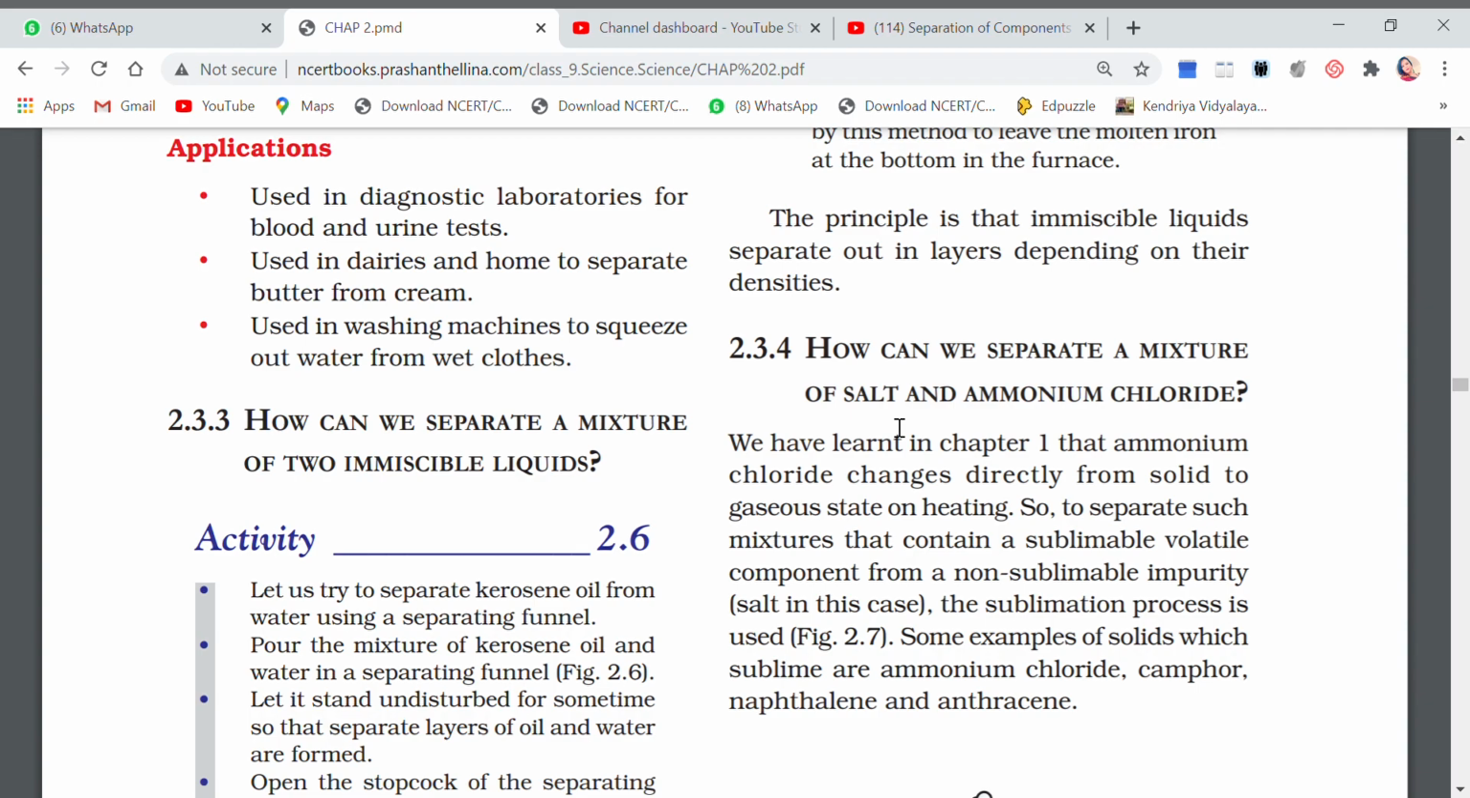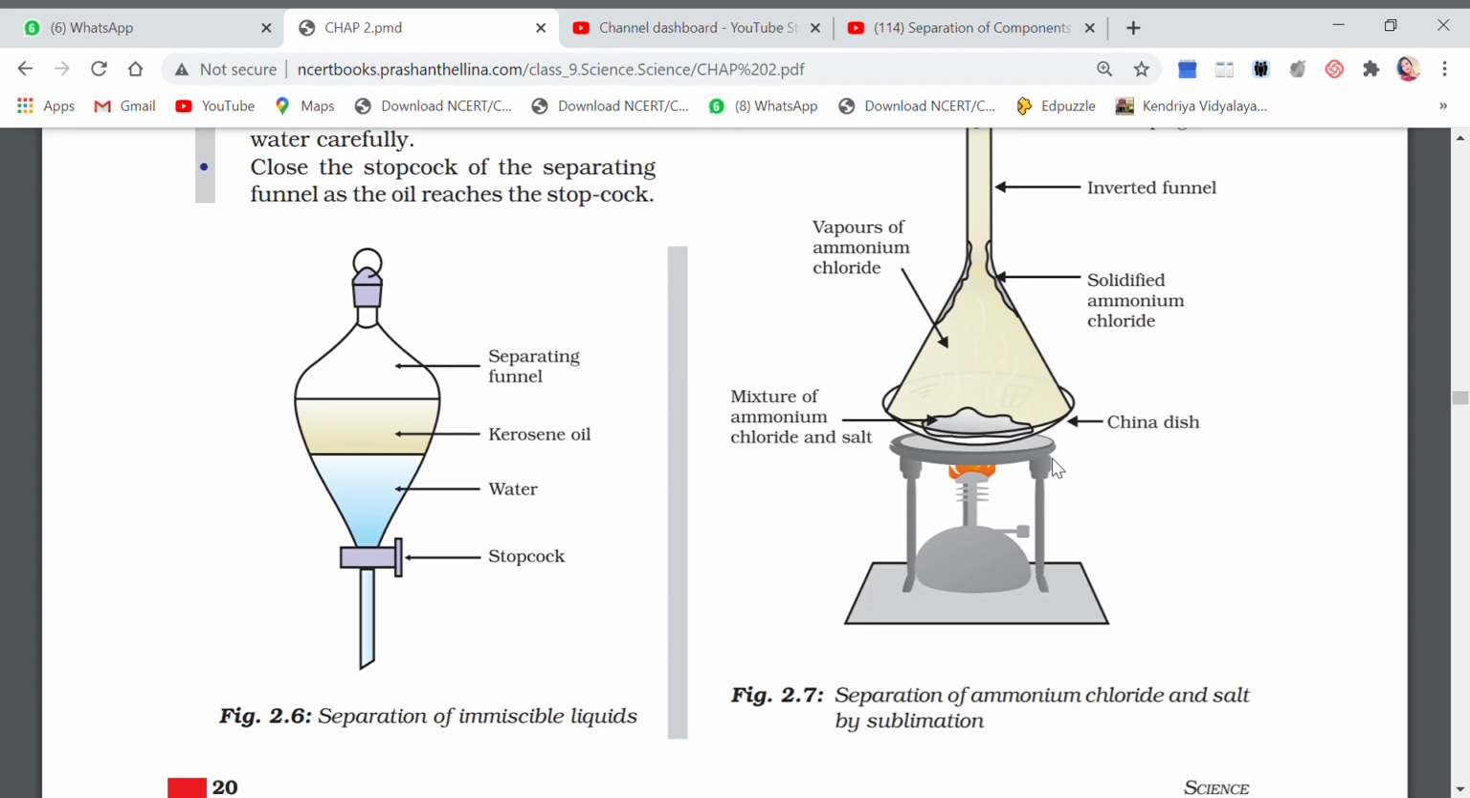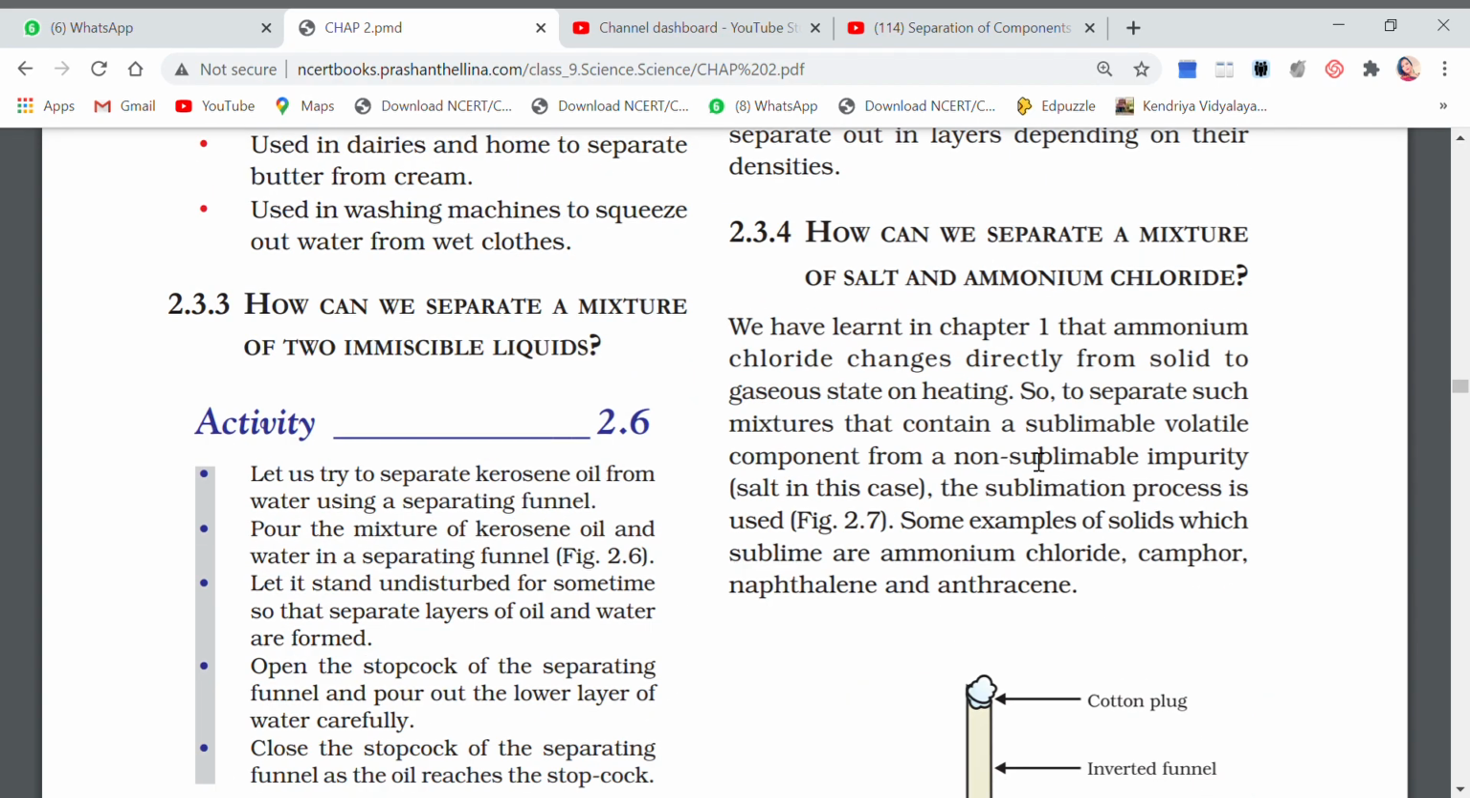Okay, first question is define sublimation. You will write the definition from the first chapter. Second question, give some examples of sublimates. I have already told you, but here also they have given you some examples. Third question is this only, how can we separate a mixture of salt and ammonium chloride? So you have to draw the full labeled diagram, and you have to write all the steps which are given in the previous video. So I hope I am clear with what I want to say.